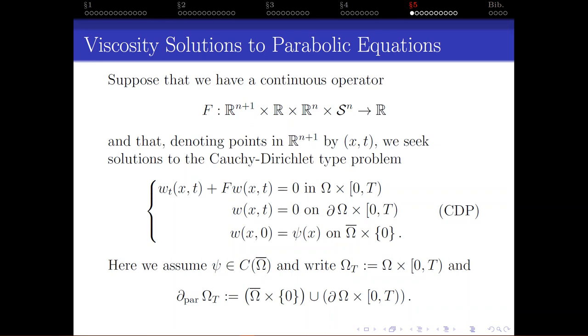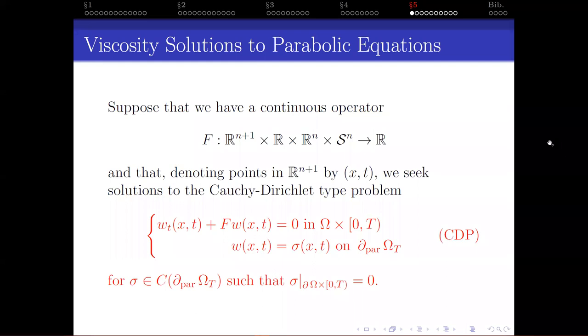And the second thing is I'm going to introduce what I call the parabolic boundary. The parabolic boundary is just the union of the two boundary sets that we deal with up above in the problem CDP. If I use this notation, then I can actually simplify everything just a little bit. And I can rewrite the problem like this, with the function sigma being the unified boundary condition.